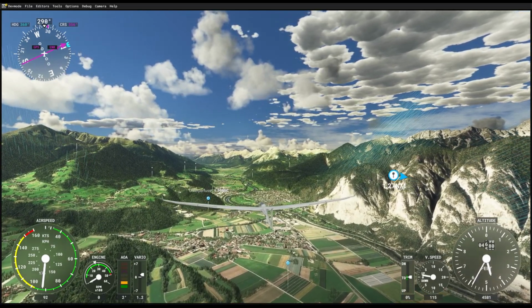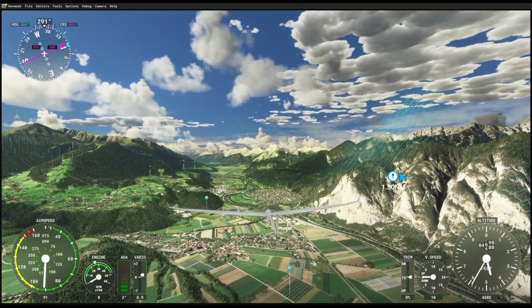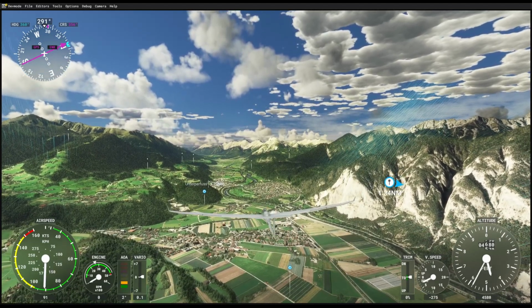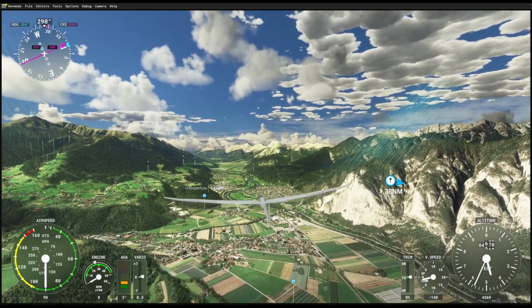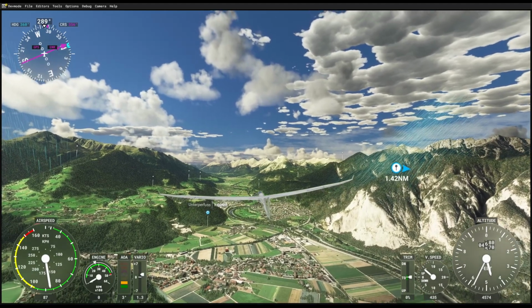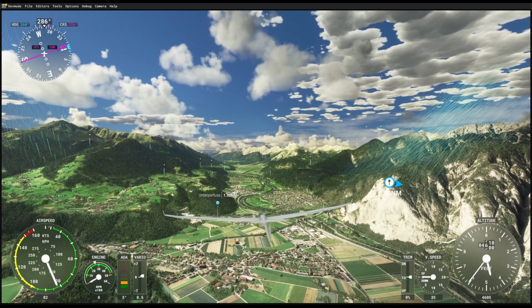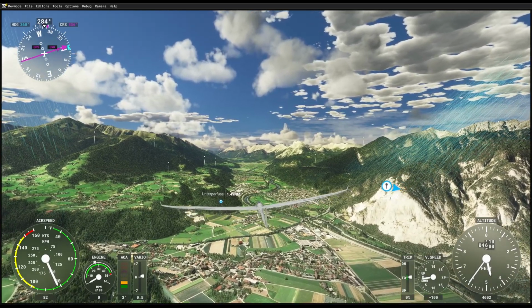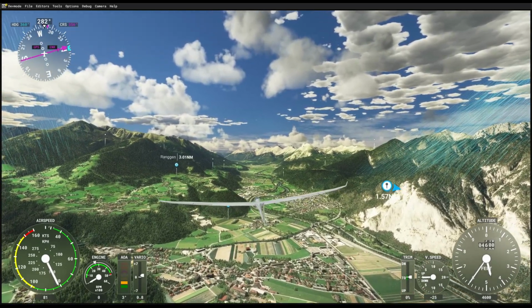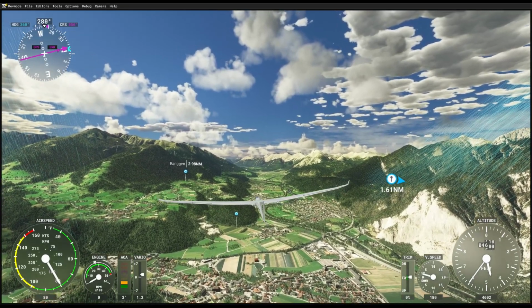We're still too high to enter the pattern, so we're going to fly further west, lose a little bit more altitude. Even though the lift is so strong, we're continuing to climb. At some point up here, we'll make a U-turn and then start other measures to kill altitude as we approach the airport.